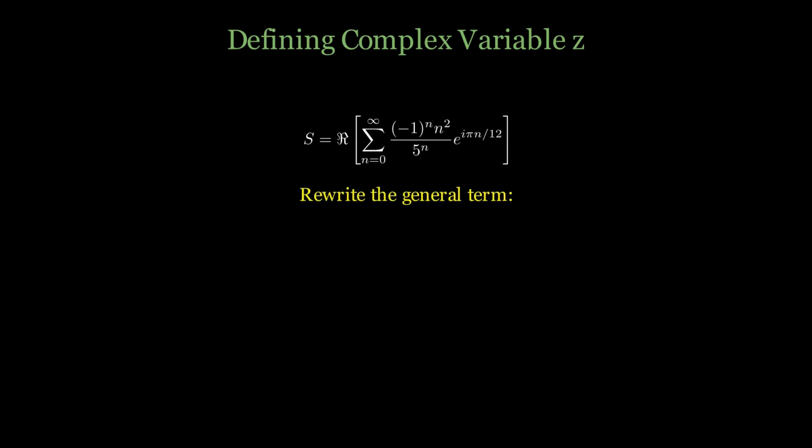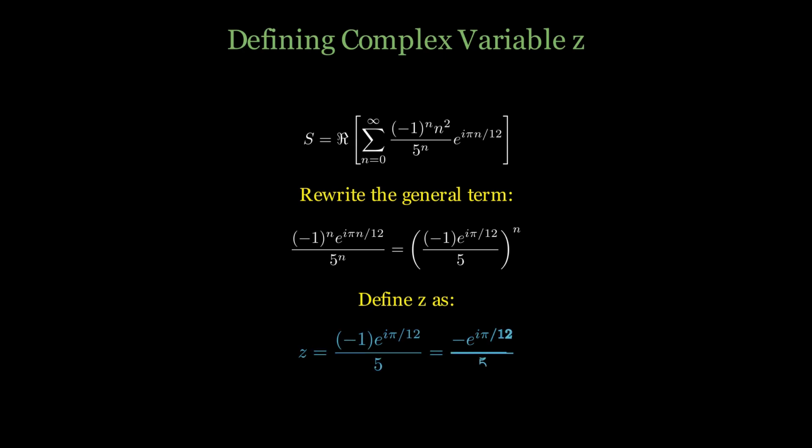In order for us to relate this to the initial identity that we found, we are defining a complex variable z, and this complex variable z is going to help us rewrite this entire series in terms of the identity we found. So write down minus 1 whole to the power n, e to the power i pi n by 12, by 5 to the power n, and take the power n outside and then define z as follows. Now we apply the formula we had found out earlier.